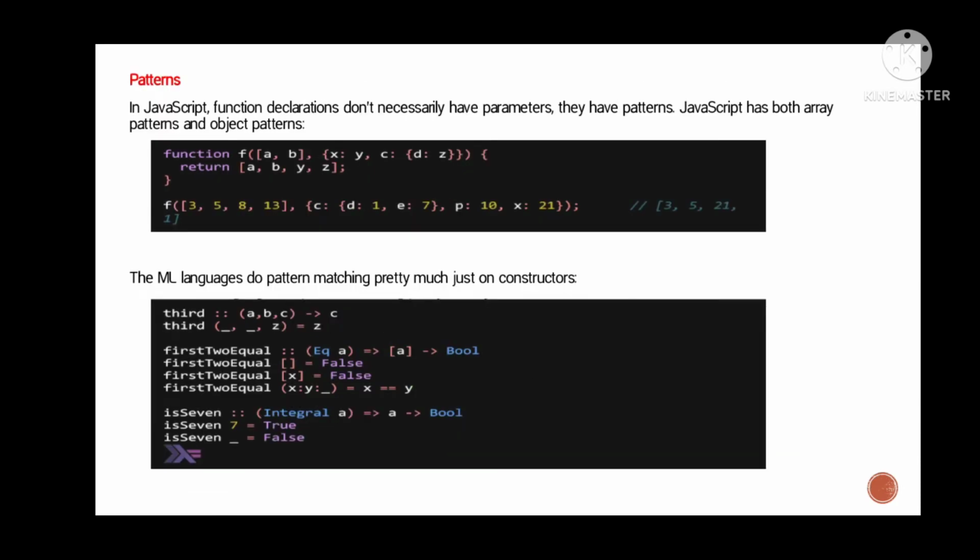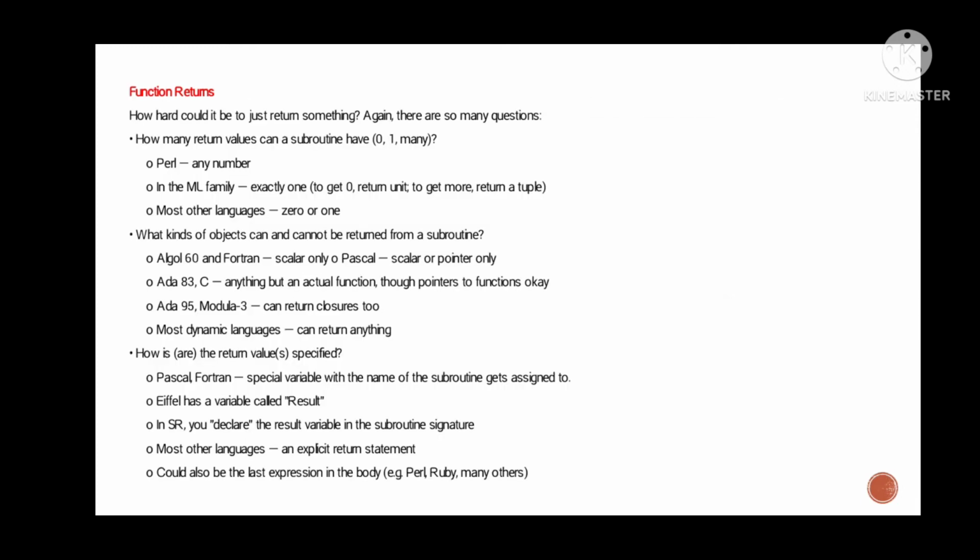Patterns. In JavaScript, function declarations don't necessarily have patterns. JavaScript has both array patterns and object patterns. The ML languages do pattern matching pretty much just on constructors.